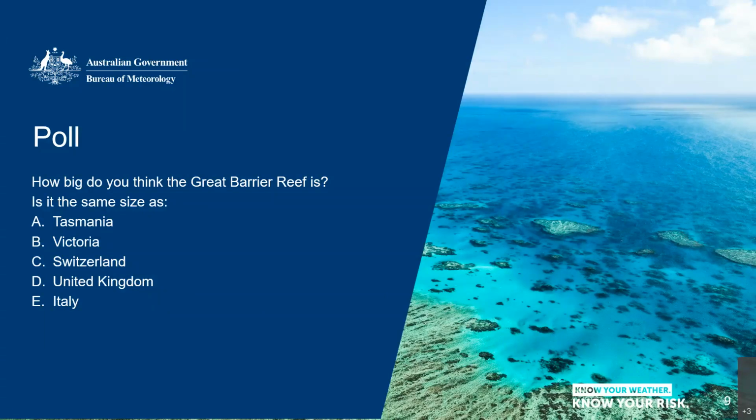Excellent. All right. So there were a couple of questions that we will be answering in more depth on coral bleaching later. But right now our poll results are in, and the overwhelming response is that the Great Barrier Reef is the same size as Italy. Guys, do you want to give us the actual answer?